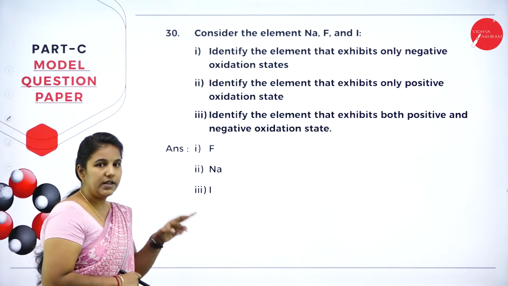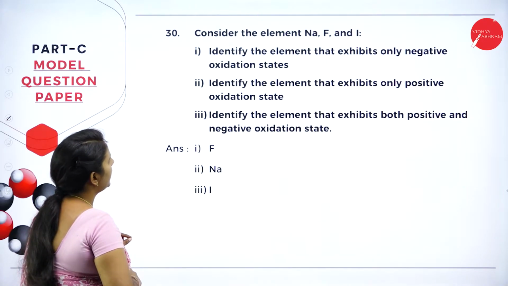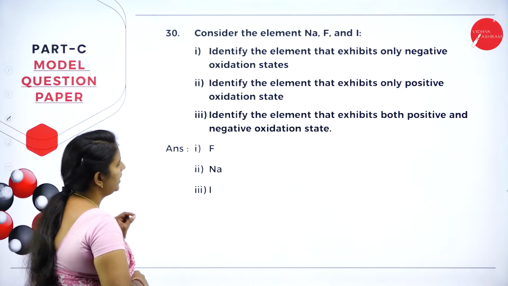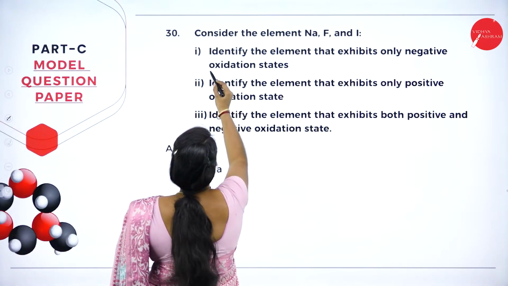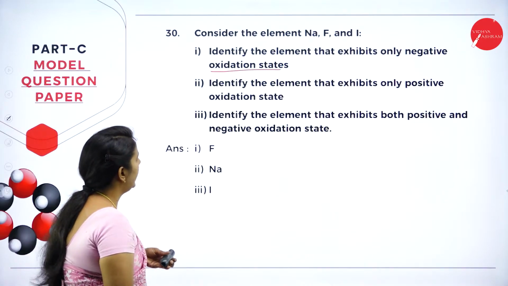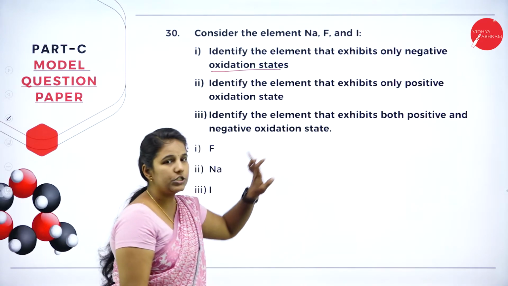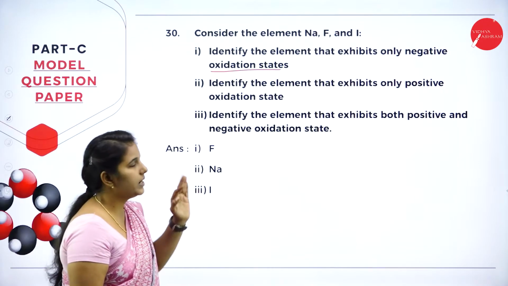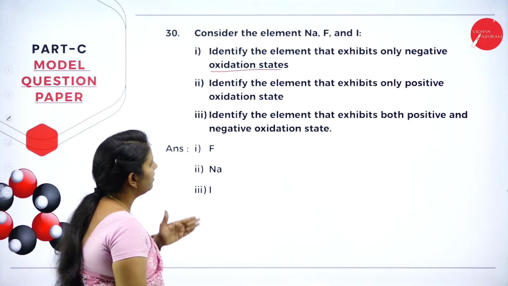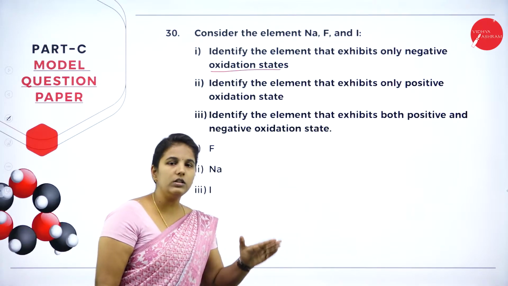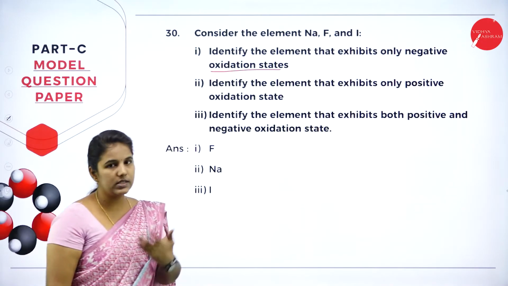They have given the 3 sub-questions. So what does the first question say? Identify the element that exhibits only the negative oxidation state. And the second question says, identify the element that shows the positive oxidation state. And the third question says, identify the element that exhibits both positive and negative oxidation state.